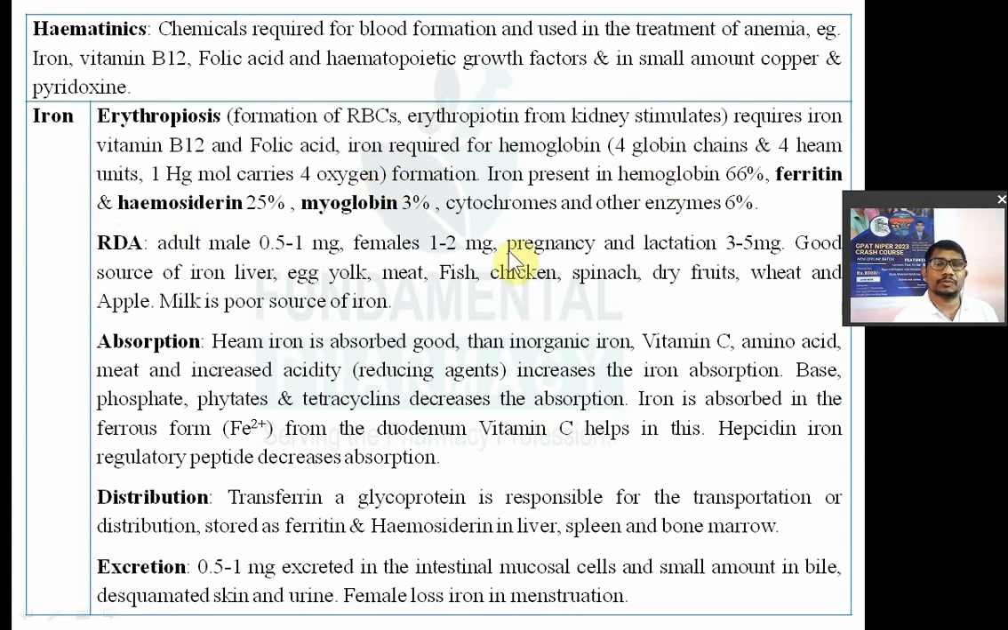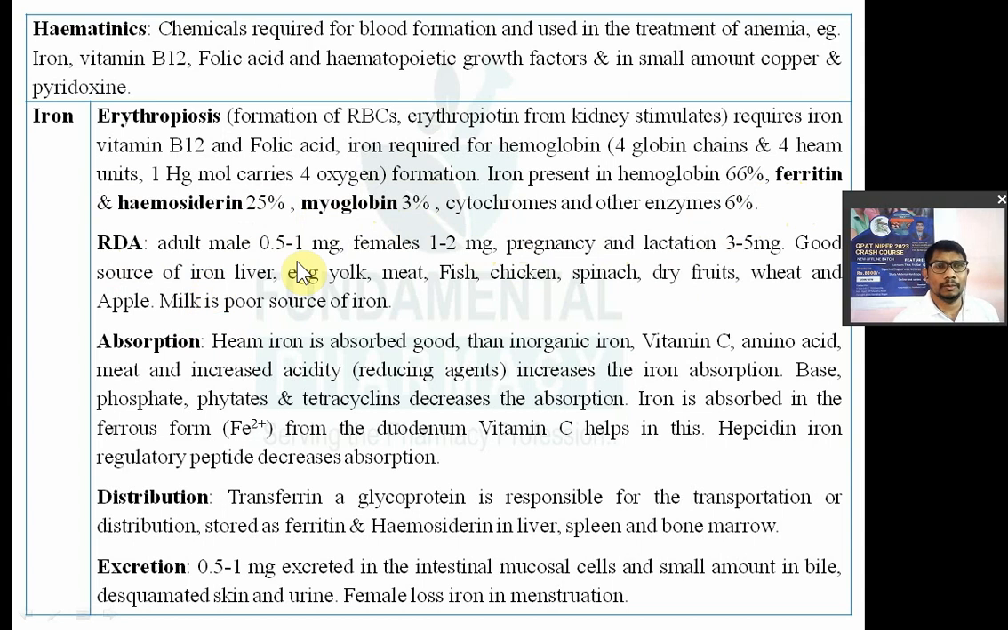Now iron is present in the body in different proteins. 66% of iron is present in hemoglobin. 25% of your body's iron is present in ferritin and hemosiderin. 3% of iron is present in myoglobin. Myoglobin is an iron containing protein found in the muscles. Now 6% of iron is found in cytochromes and other enzymes.